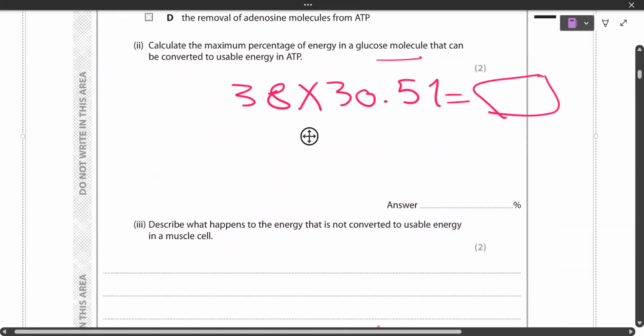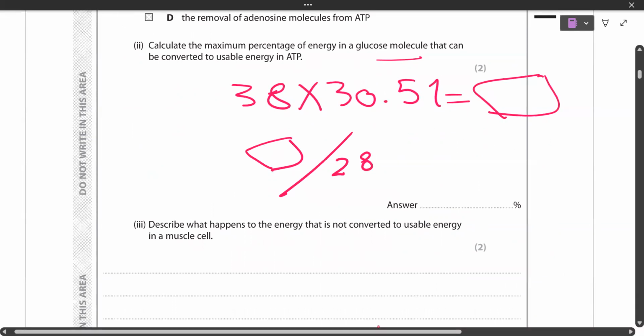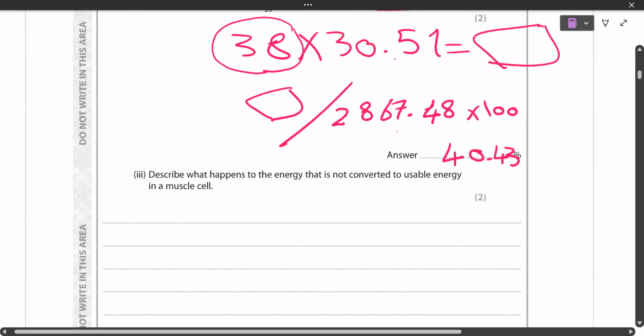So whatever this number was, it will be divided by 2867.48. And we just copied this number times 100, and the percentage is 40.43%, as I remember. Okay, so is it easy? All what we got from the question is the numbers that are known, but what you need to add is the total amount of ATP produced in aerobic respiration.